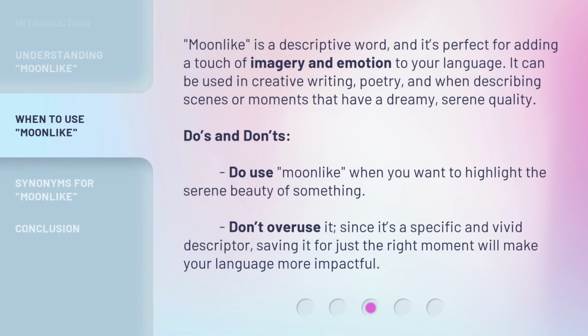Moonlike is a descriptive word, and it's perfect for adding a touch of imagery and emotion to your language. It can be used in creative writing, poetry, and when describing scenes or moments that have a dreamy, serene quality.